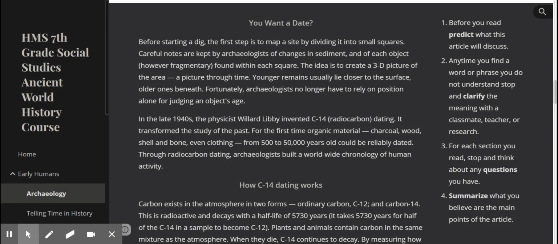Fortunately, archaeologists no longer have to rely on position alone for judging an object's age. In the late 1940s, the physicist Willard Libby invented C14, radiocarbon dating. It transformed the study of the past. For the first time, organic material, charcoal, wood, shell and bone, even clothing, from 500 to 50,000 years old could be reliably dated. Through radiocarbon dating, archaeologists built a worldwide chronology of human activity.